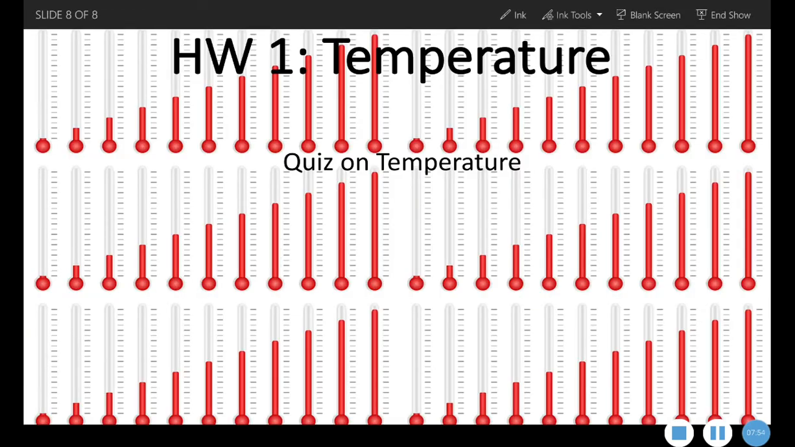Okay, so if you are ready and that kind of makes sense to you, I would like you to go try some homework. Homework 1, which is on pages 3 and 4. The answers are posted online. And once you feel comfortable using those formulas, you can go try the temperature quiz.